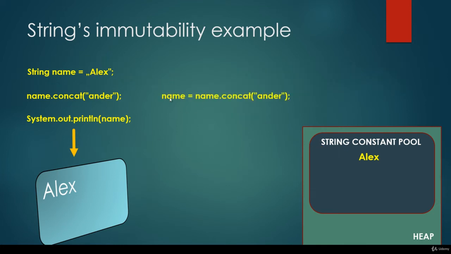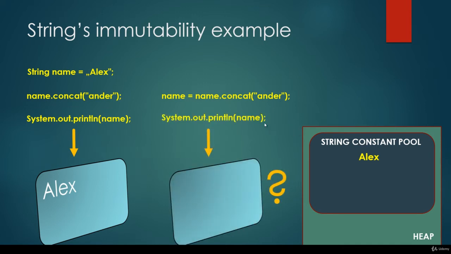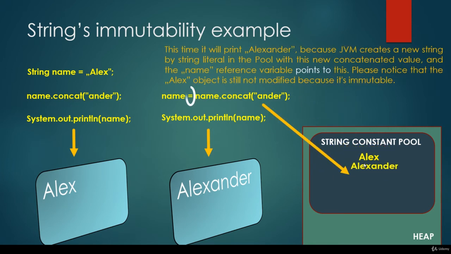Okay, so what if we do something like this, that name is equal to name.concat, then Alexander is going to be the result. So Alexander is the value of the name variable, and it is going to be inserted into the string constant pool again. So this time it will print Alexander because the Java Virtual Machine creates a new string literal in the pool with this new concatenated value, and the name reference variable is going to be pointing to this. Please notice that the Alex object is still not modified because it is immutable.